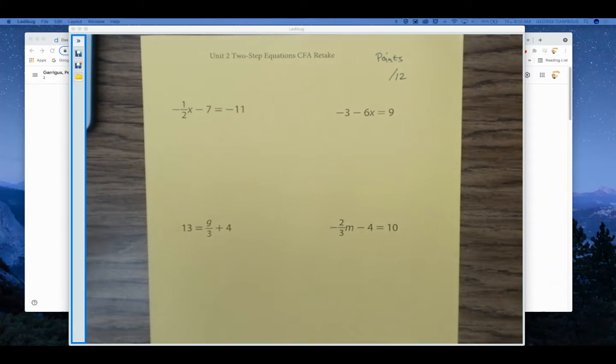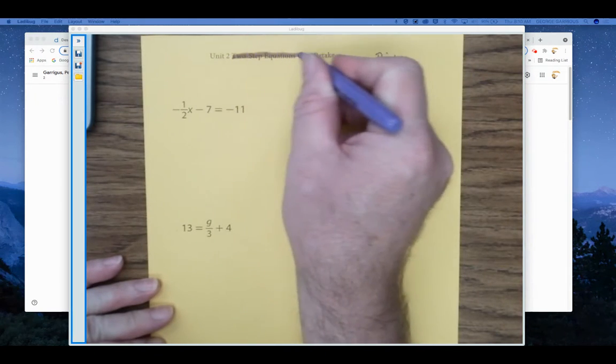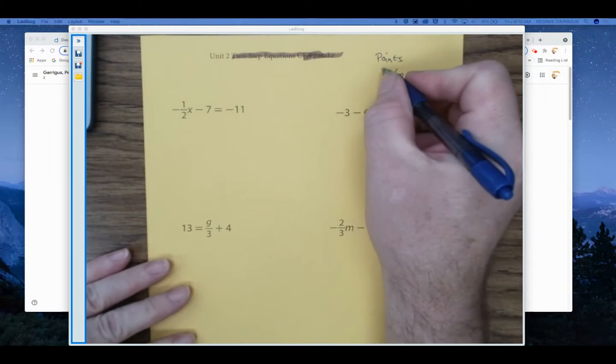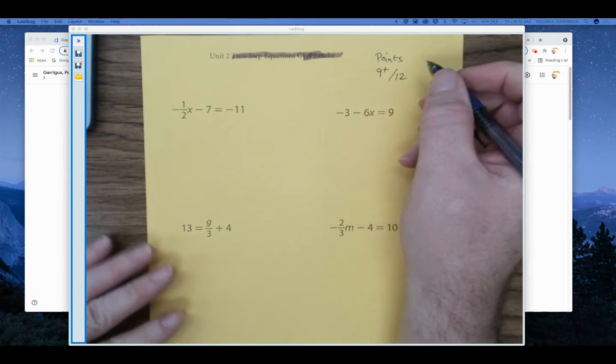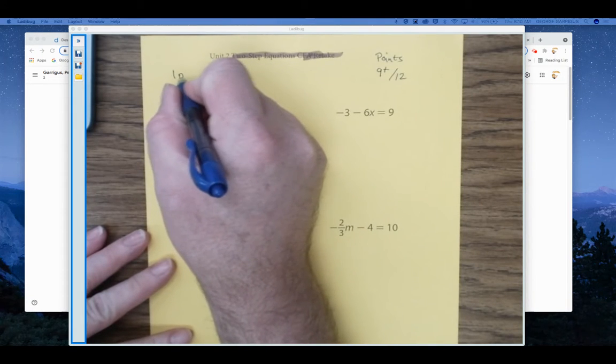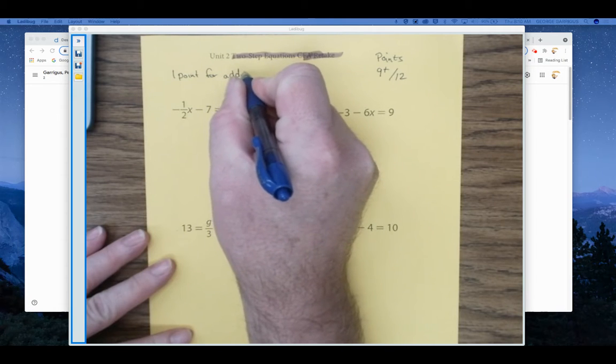Today we are going to be doing some very important Unit 2. Well, you have this two-step equations CFA retake here. You need to score 9 or more points to pass. You get 1 point for the additive inverse.